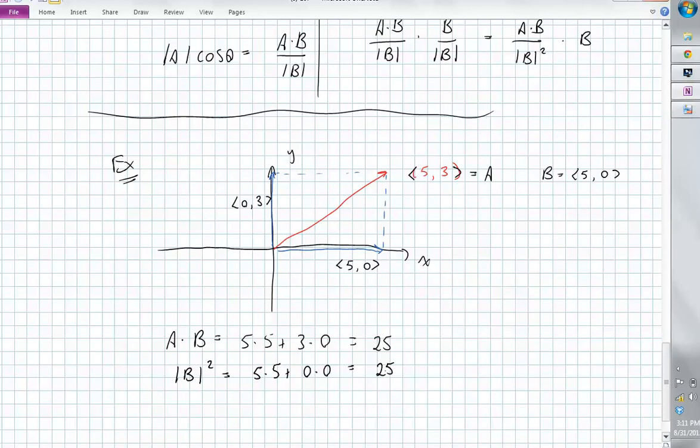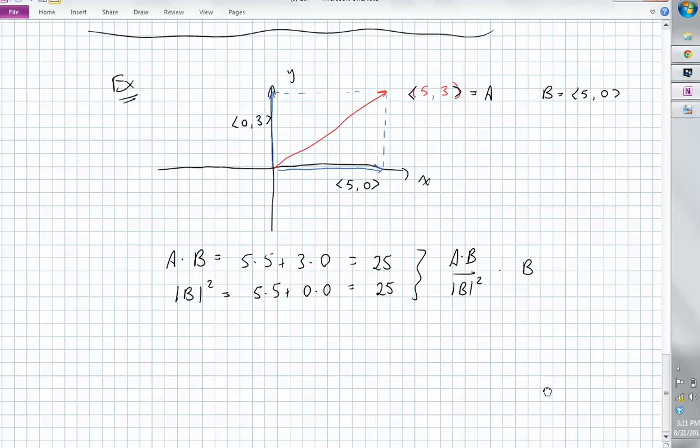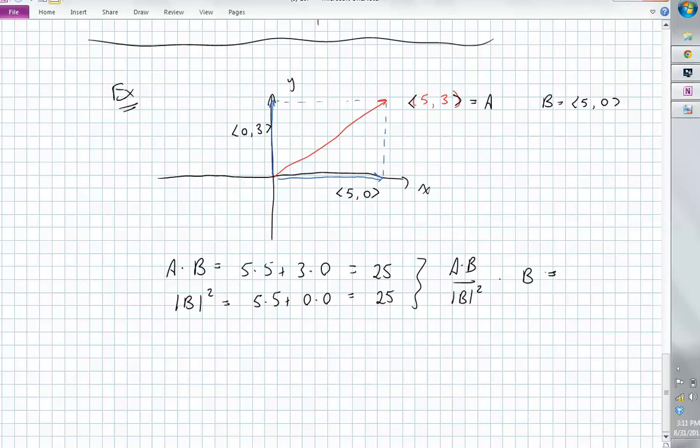Okay. Let's keep going here. Let's fill in A dot B over B squared times B. Let's see. A dot B over B squared is 1. And B is 5, 0, and that is the projection.